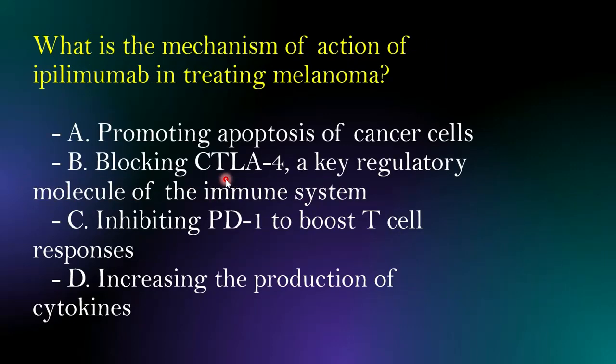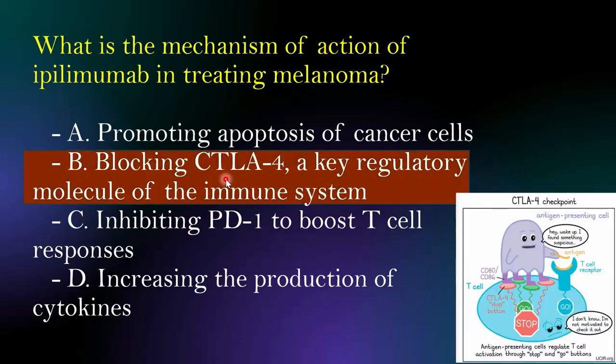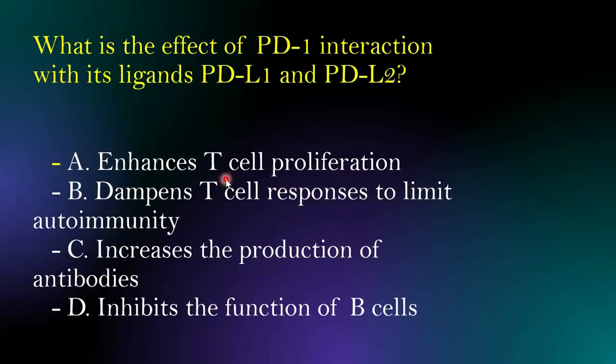What is the mechanism of action of ipilimumab in treating melanoma? Promoting apoptosis of cancer cells? No. Inhibiting PD1 to boost T cell responses? Is it? Increasing production of cytokines, that is IL1? Blocking CTLA4, a key regulatory molecule? Which one is it, PD1 or CTLA4? Ipilimumab is blocking CTLA4, a key regulatory molecule of the immune system.